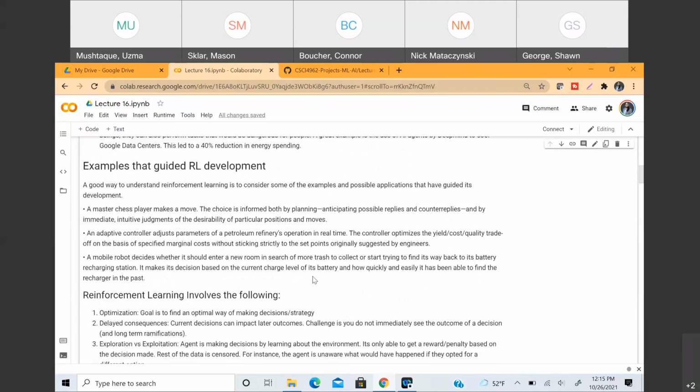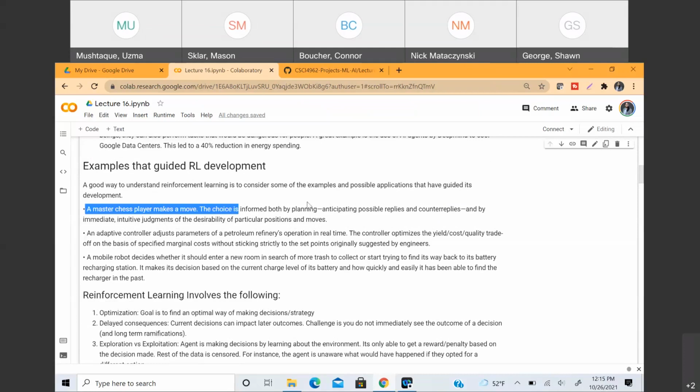And there are some examples that you'll always come across when you're reading any paper or any reinforcement learning related application, because the early development of reinforcement learning actually was inspired by these different problems. And so that's why I just wanted to list a few of them, not all of them.